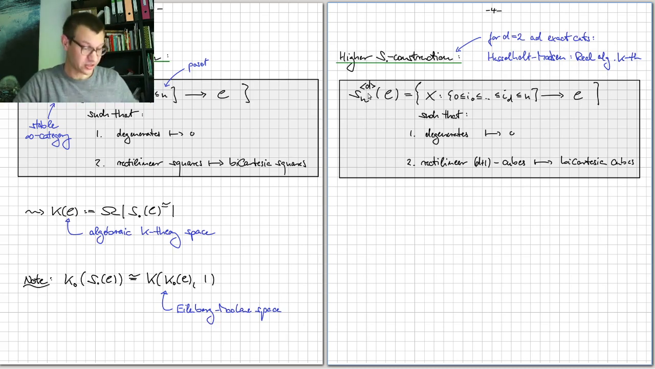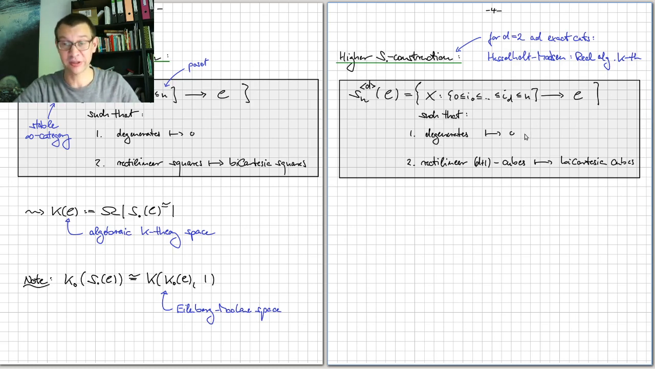We would just like to increase this d, in the sense that we would now like to think of these higher S constructions as categorified versions of these higher Eilenberg-MacLane spaces. And so here's how this goes. Instead of looking at the poset of these pairs, we now look at a poset of these ordered tuples. And the conditions are more or less the same, the obvious analogs if you want.